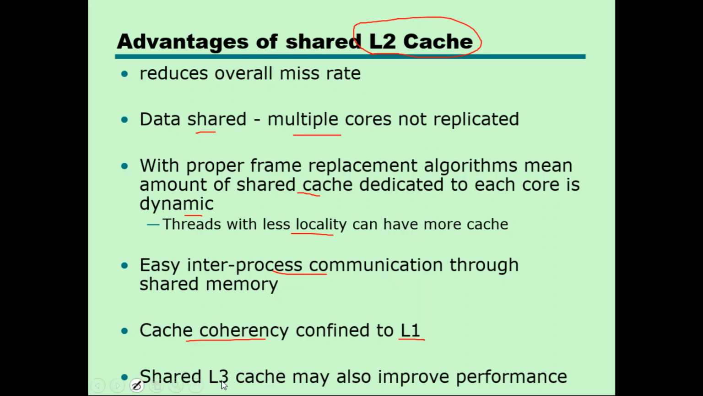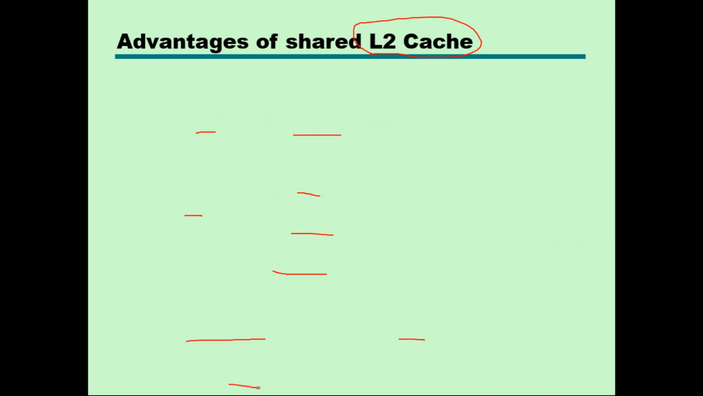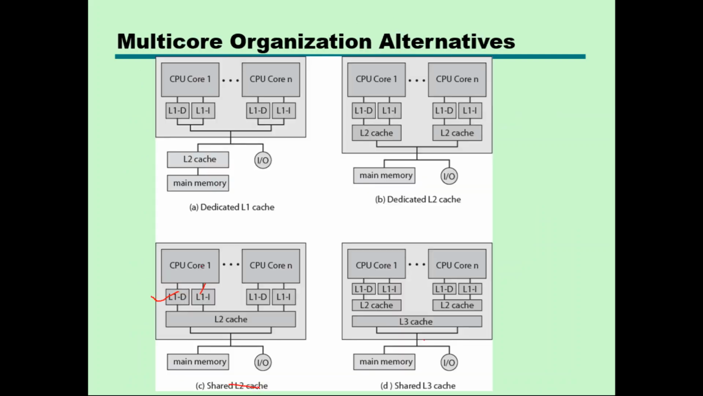Further, we can also go for a shared L3 cache, which will also improve performance. That is what is shown in this diagram. Here there is a dedicated L1 and L2 cache for each core, but the L3 cache is shared.